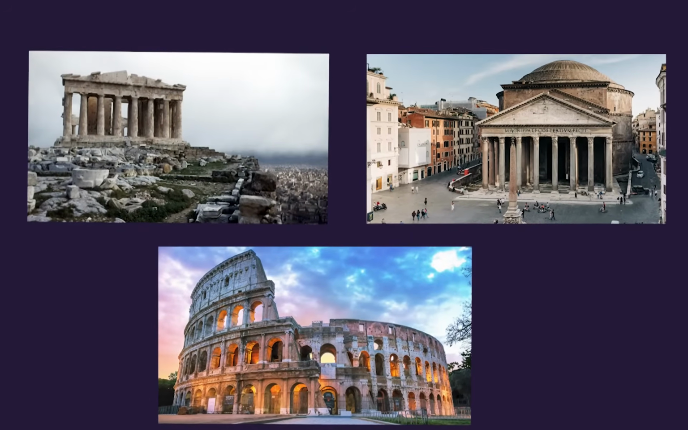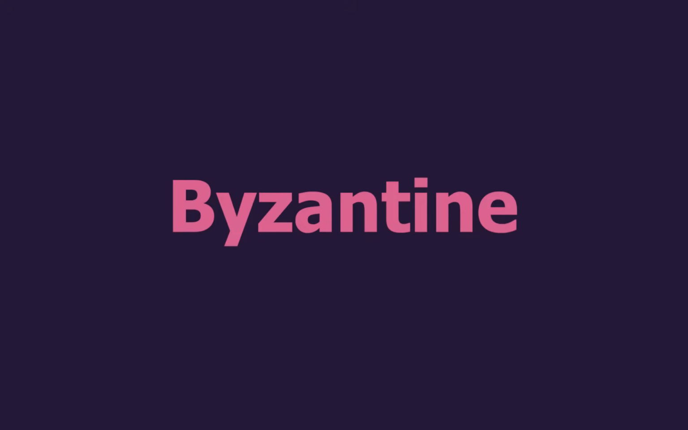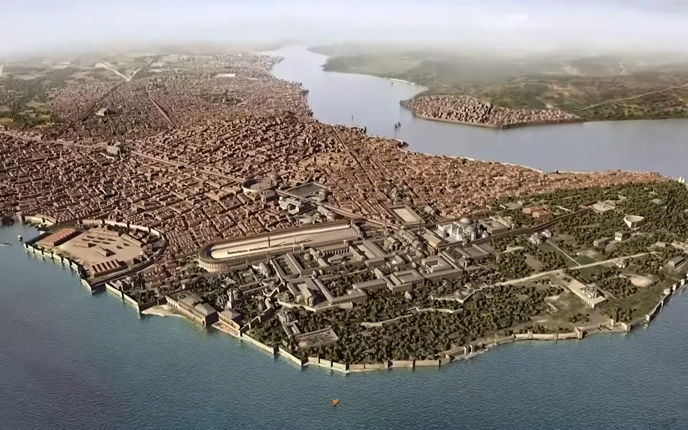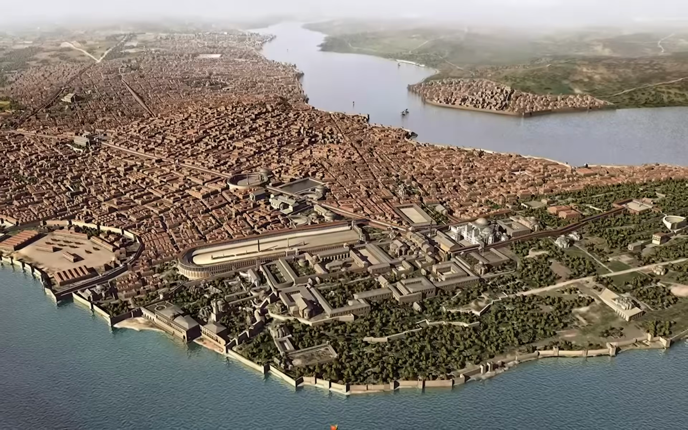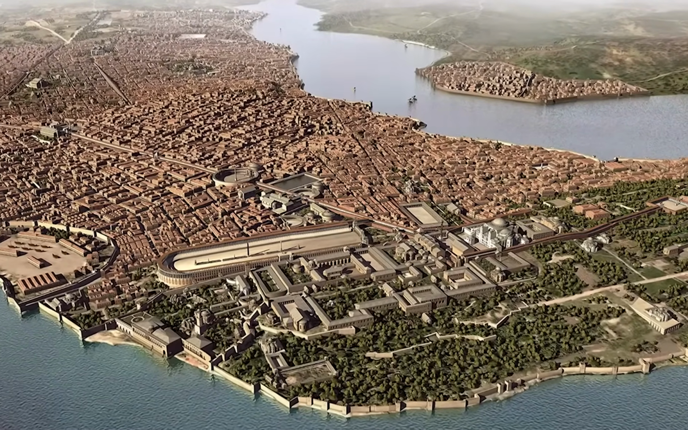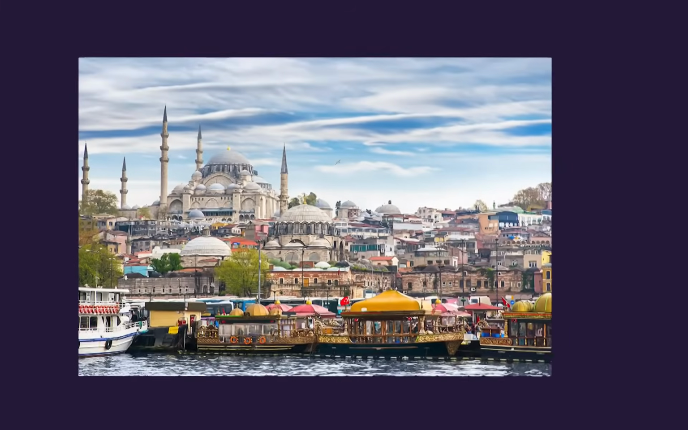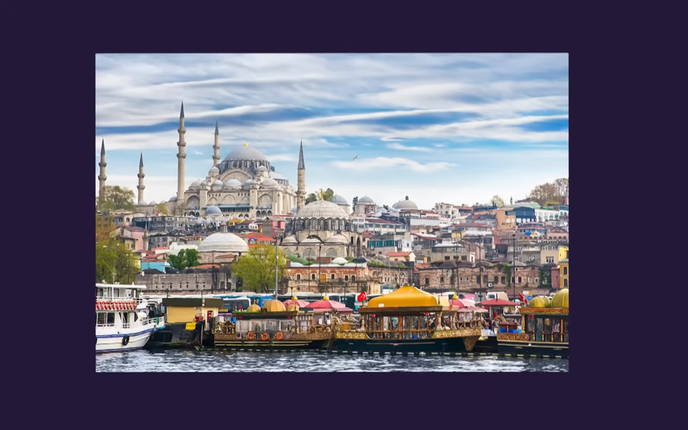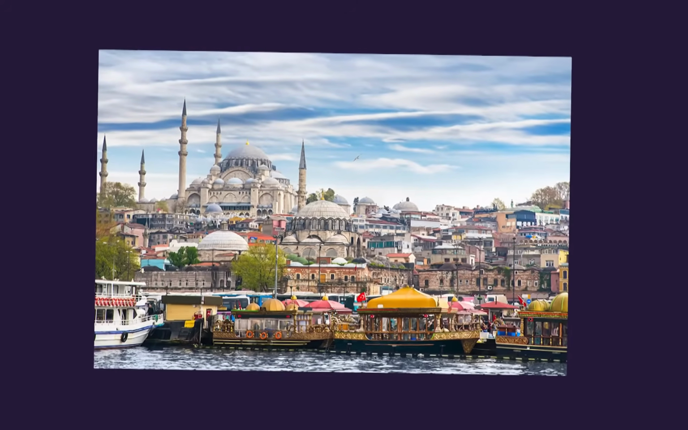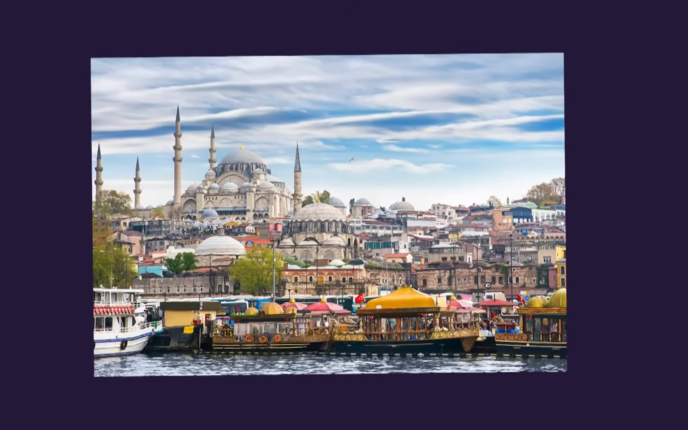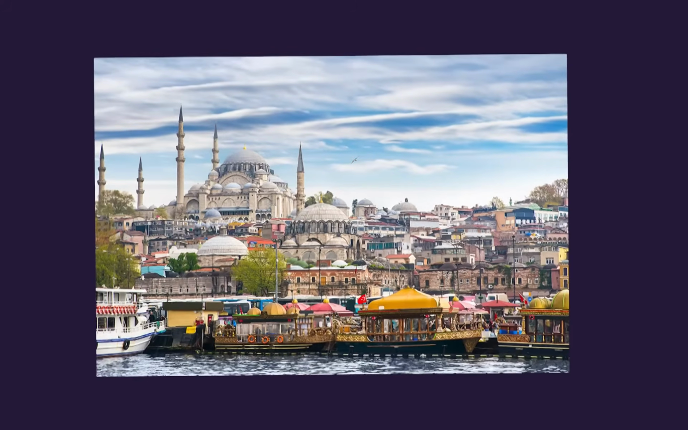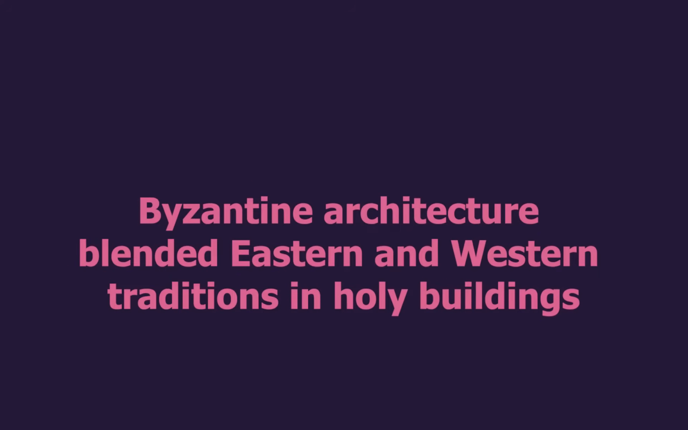In 330 CE, Constantine moved the capital of the Roman Empire to Constantinople in Byzantium, which is now known as Istanbul in Turkey. During that period, Roman architecture evolved into a graceful, classically inspired style. Byzantine architecture utilizes brick instead of stone, and some of the most common features of Byzantine architecture are domed roofs, elaborate mosaics, and classical forms. Byzantine architecture blended Eastern and Western traditions in holy buildings.